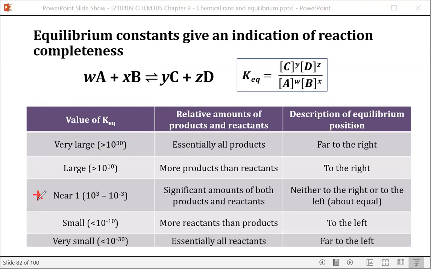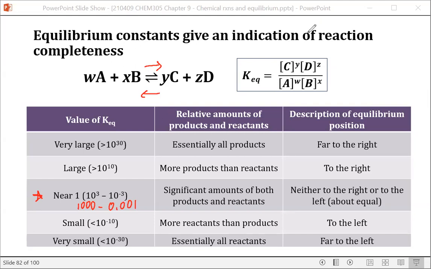If your KEQ is near 1, and by near 1, we mean anywhere between 1,000 to 0.001, then this means you have significant amounts of both products and reactants, and your equilibrium position isn't shifted to the left or to the right. It's about equal. So you have about an equal conversion of reactants to products and products back to reactants.